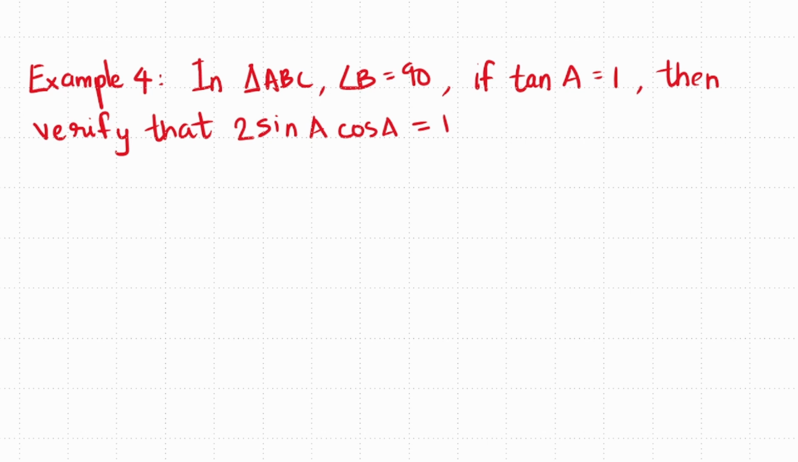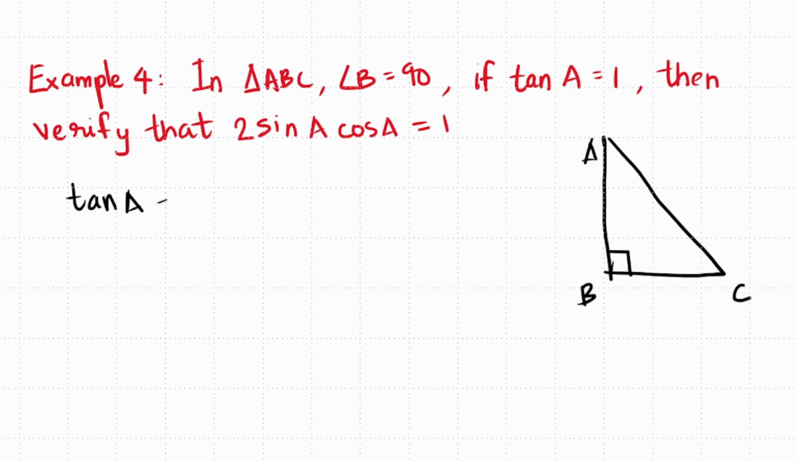Now let us move on to the next question, which is example 4. In a triangle ABC, let's draw a triangle first. Triangle ABC, you can see that it's 90 degrees at angle B. So we can write A, B, and you have C over here. You have tan A equals 1, then verify that 2 sin A cos A is 1. Okay, you have tan A is 1. Tan A is with respect to angle A, right?